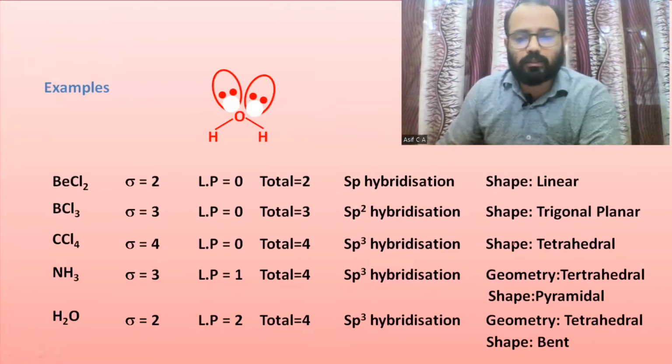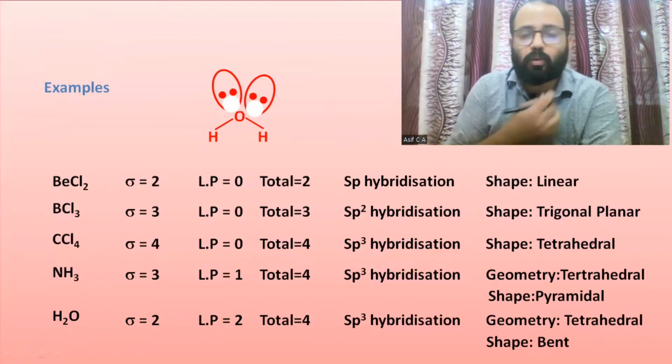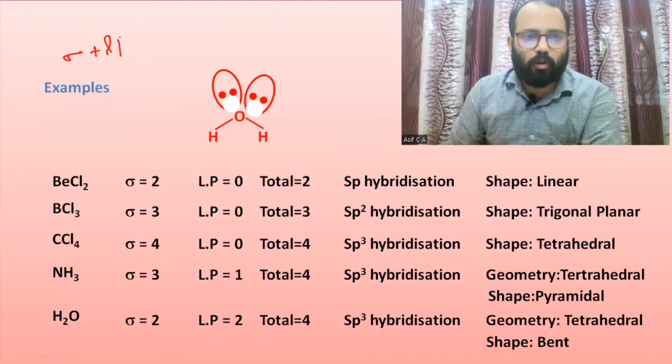It will be there in the NCERT. Check that. Water 104.5 something will come and ammonia 107 point something will be coming. Usually tetrahedral angle 109 degree 28 minutes இருக்கும் இல்லைங்களா? So this is the first method. எப்படி? Number of sigma bond plus number of lone pairs.